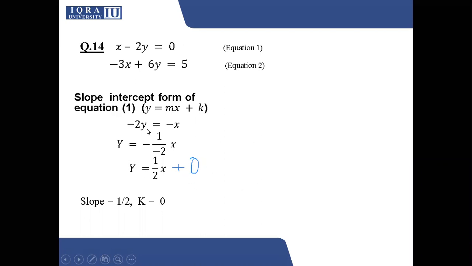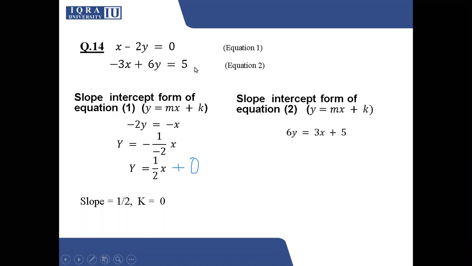I'll repeat this whole procedure for the second equation again. I'll bring this to the slope intercept form. I'll take minus 3x to the other side. What I'll get is 6y equals 3x plus 5. So simplify it, and resultantly what I get is y equals half x plus 5 by 6. My slope from this equation is half and my y-intercept is 5 by 6.